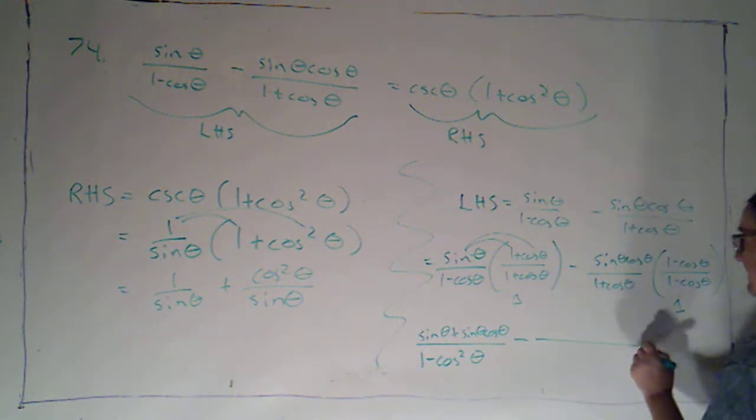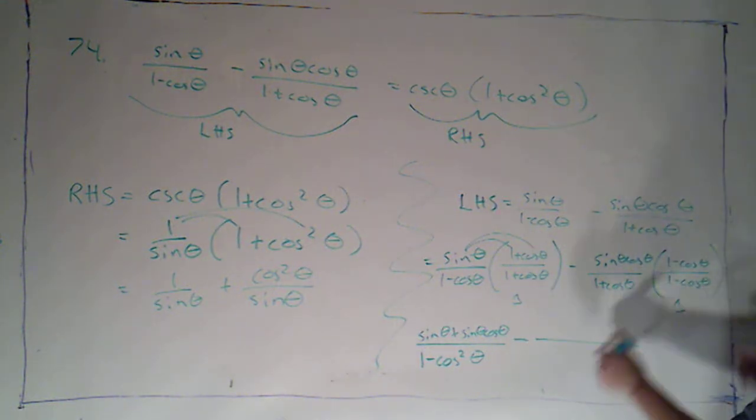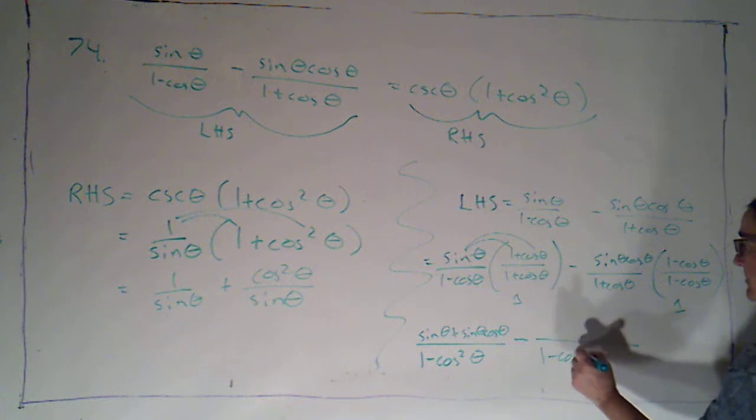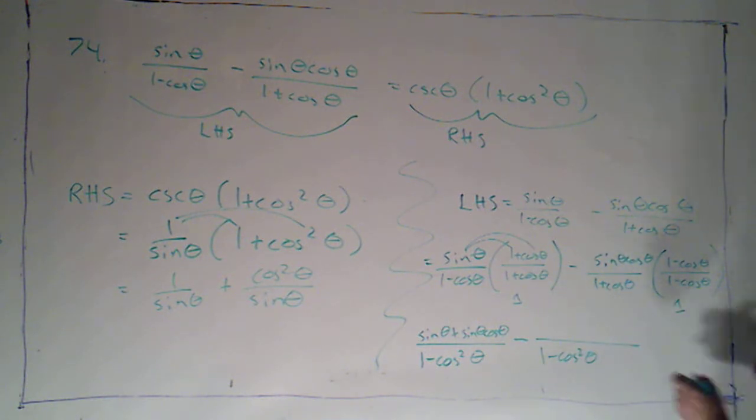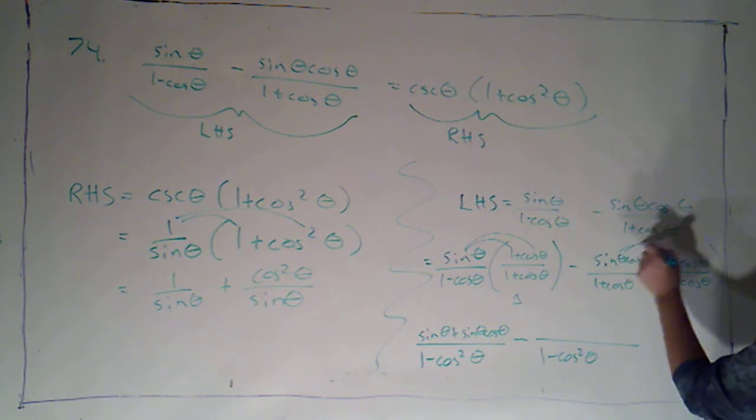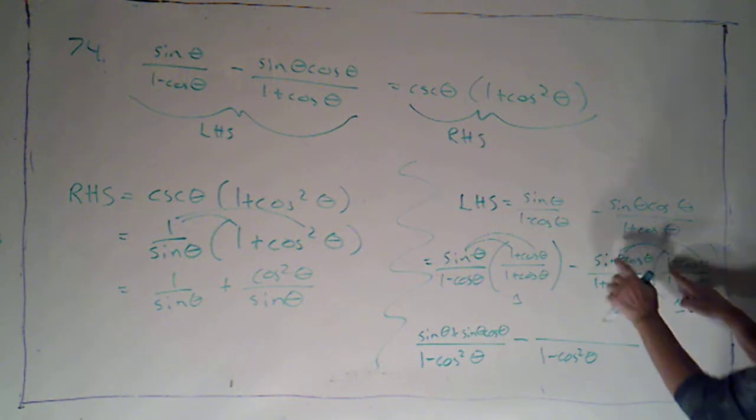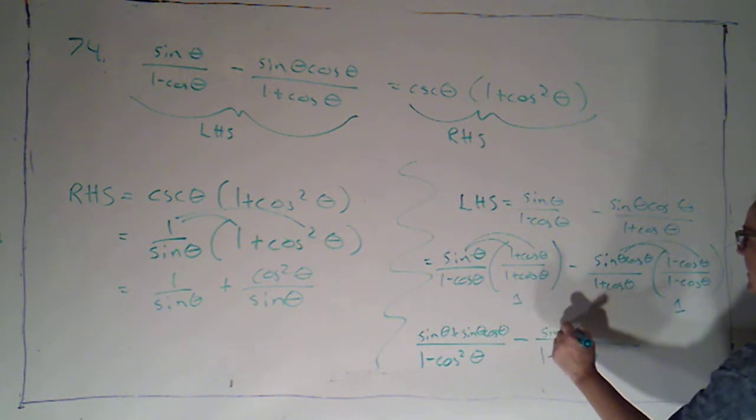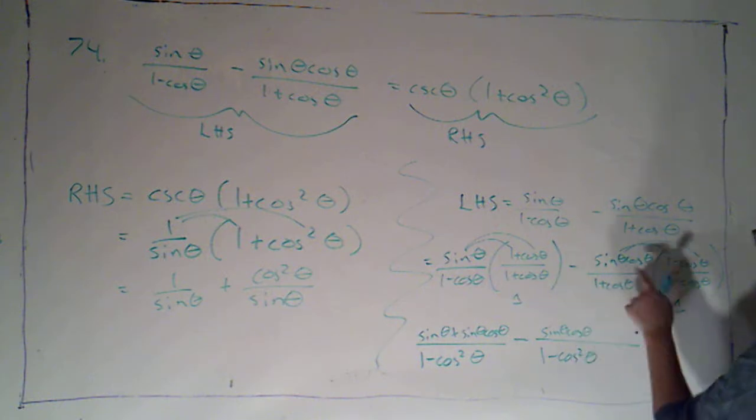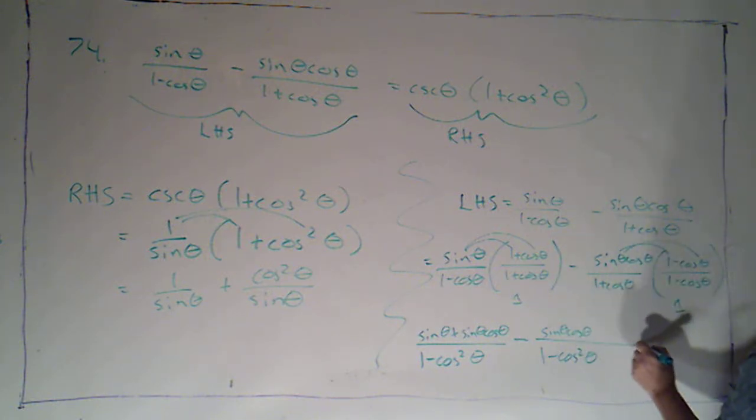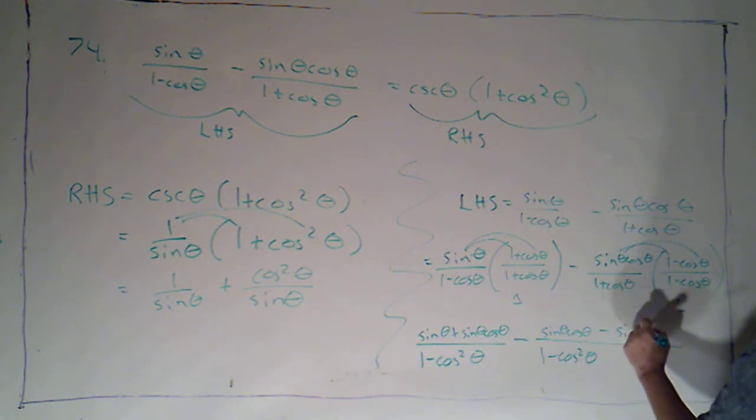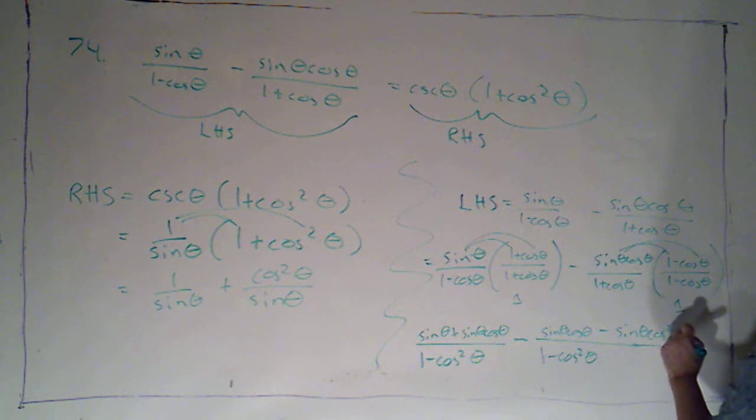Minus this fraction, which is going to have that same denominator of 1 minus cosine squared theta. And again, I'm going to do the distribution. So this is going to be sine theta cosine theta times 1 minus sine theta cosine squared theta.